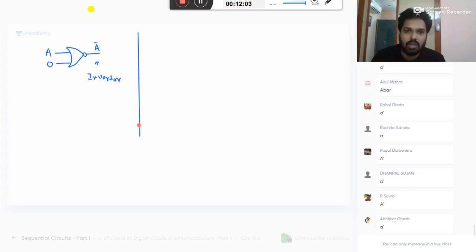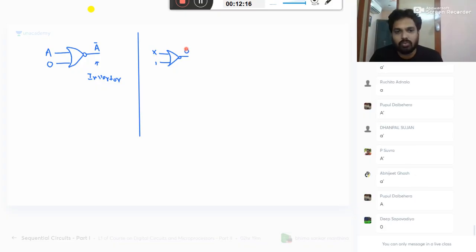Next, if you take another NOR gate, make one of the inputs 1. The other input can be anything. 1 plus anything is 1. Whole bar is how much? 0. We call this a disable input.